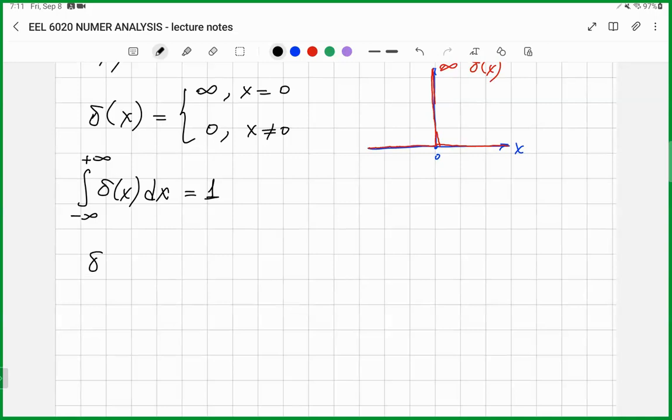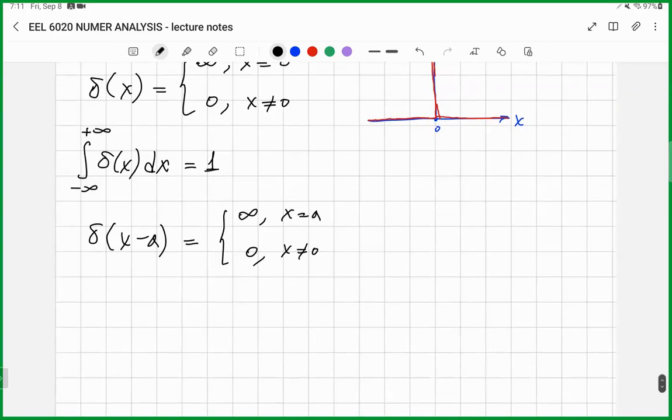For example, in order to shift it to the right, I subtract the shift a. Now this shifted delta function will be equal to infinity when x is equal to a, and 0 at other points. And because of the normalization property, there is a very important formula.